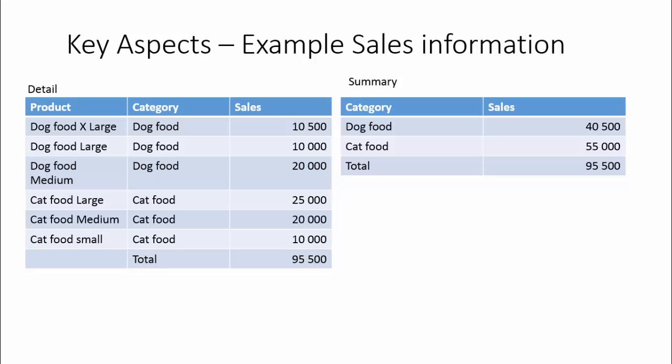So here's an example. We have an imaginary pet food company that's selling dog food and cat food, and we have extra large dog food, large dog food, medium dog food, and so on. In the financial model, we would never put that level of detail into the model. We would just summarize the information into dog food and cat food.